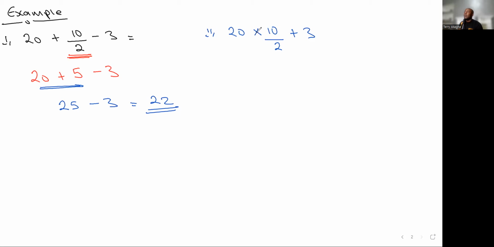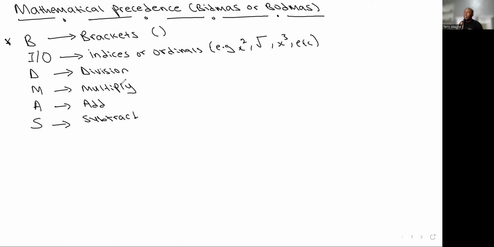So we have 3 signs here. We have multiplication, division, and addition. So multiplication, division, and addition. So we have these 3.